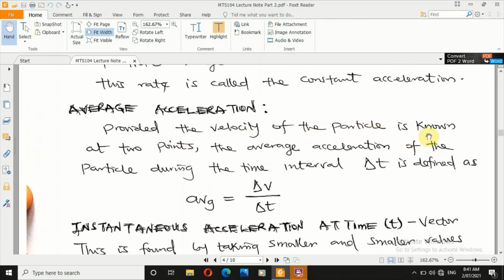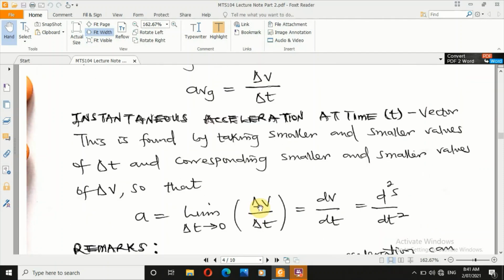So let's take a look at average acceleration. Provided the velocity of the particle is known at 2 points, the average acceleration of the particle during the time interval is defined as this: change in velocity over change in time. Then we have instantaneous acceleration at time t. This is found by taking smaller and smaller values of the change in t and corresponding smaller values of the change in v. This is the origin of differentiation. You have a equals the limit as delta t tends to 0 of delta v over delta t, which is dv/dt. So this will give me the second derivative of position with respect to time.